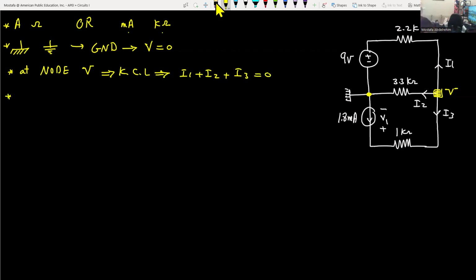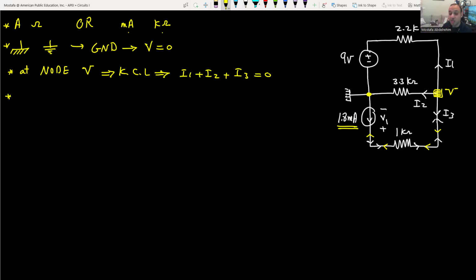Let's now take this branch. Where is I3 flowing? I3 is flowing like that. This is I3. It's flowing like that. Oh, and where is the 1.8 milliampere flowing? It's flowing like that, in the same branch of I3, but in the opposite direction. And we learned that for the same branch, two currents are the same. If they are opposite, that means one of them is the negative of the other.